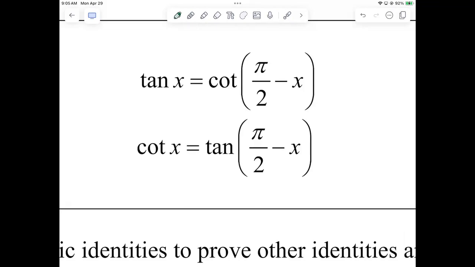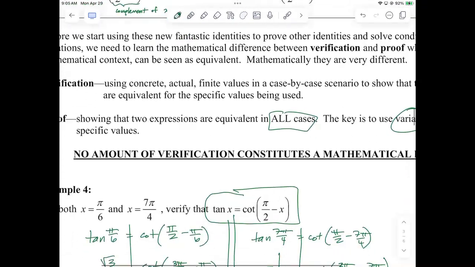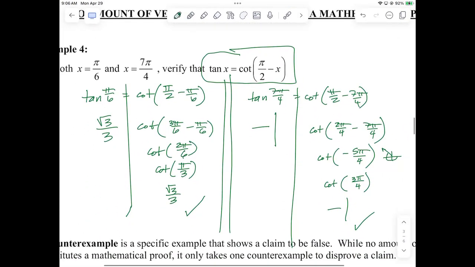But we haven't proven that yet. And we can't prove this yet until we learn some other identities called the composite identities. We don't have enough tools in our tool bag yet to prove this. We can only verify it.